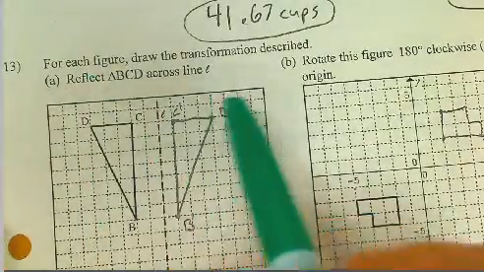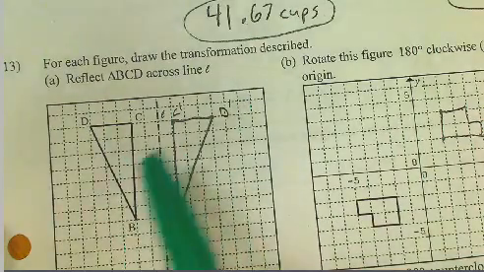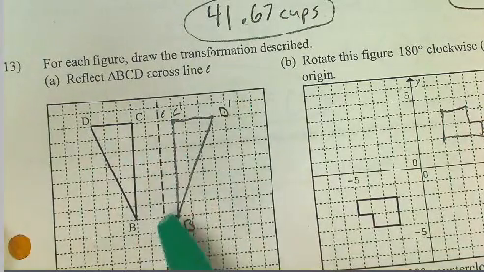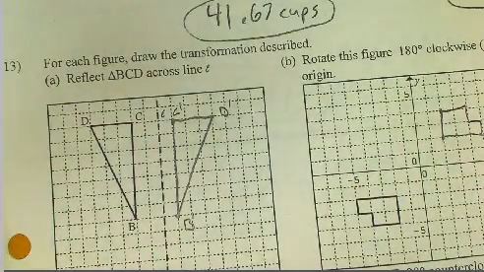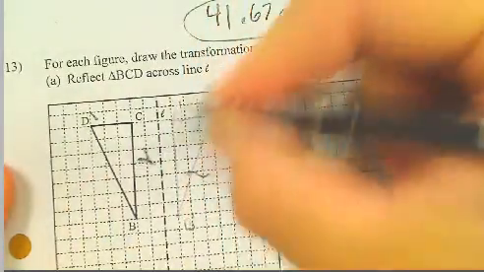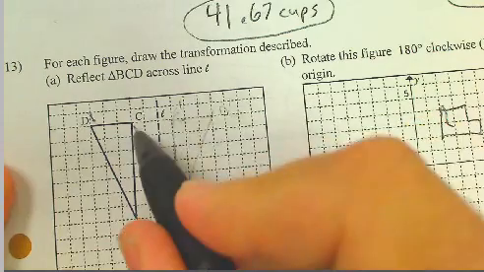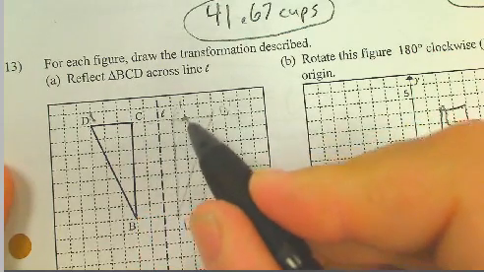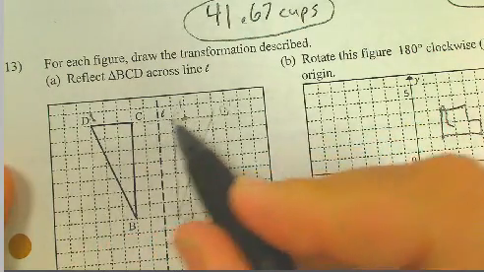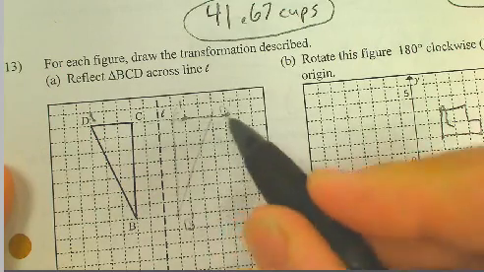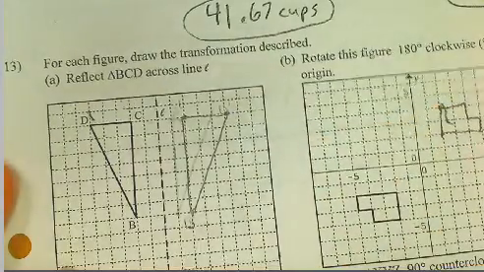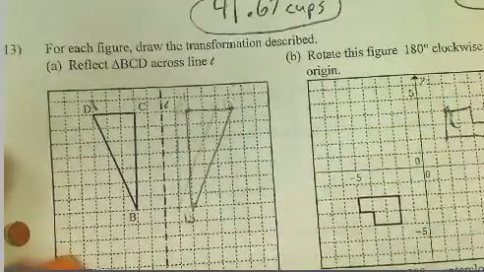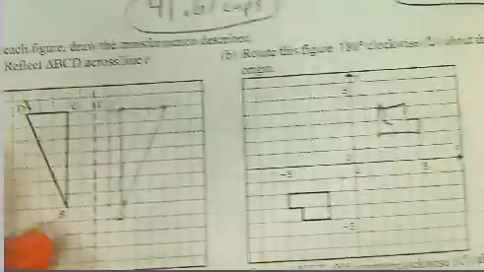For each figure, draw, okay, reflect. So I'm taking this guy, reflecting it across here, and I didn't count correctly. 1, 2, 1, 2, 1, 2, 3, 4, 5. 1, 2, 3, 4, 5. There we go. Now I reflected it through. Gonna make sure it's the same distance across.